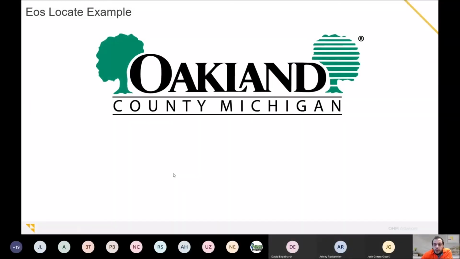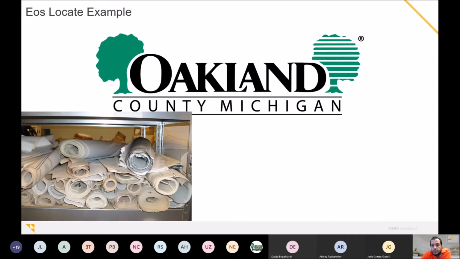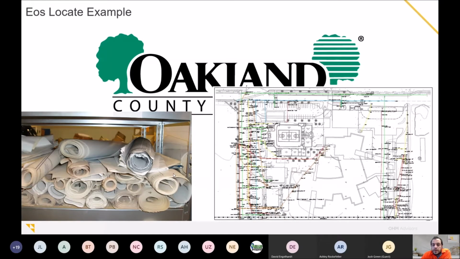OHM went under contract with Oakland County, and we were hired to map out all of their following utilities on the campus: water, sanitary, storm, gas, power, telecom, which is copper and fiber, CCTV, and steam tunnels. Originally, we were going to attempt to use their as-built plans and associated drawings to attempt to locate all of their assets.